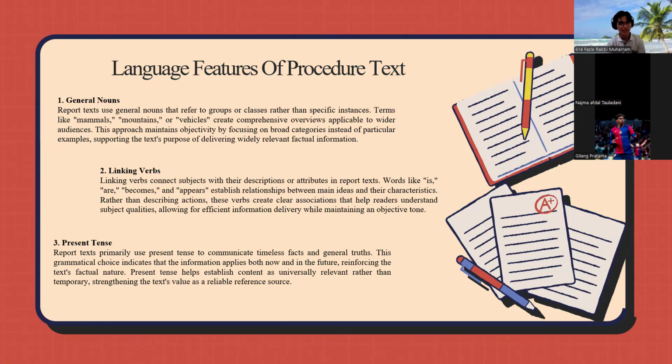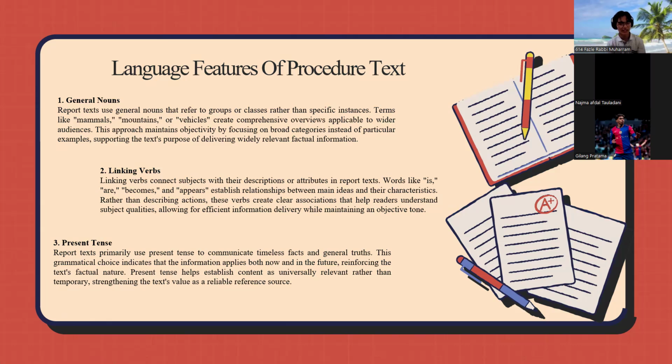Second, linking verbs. Linking verbs connect subjects with their descriptions or attributes in report text. Words like is, are, becomes, and appears establish a relationship between main ideas and their characteristics. Rather than describing actions, these verbs create clear associations that help readers understand subject qualities, allowing for efficient information delivery while maintaining an objective tone.